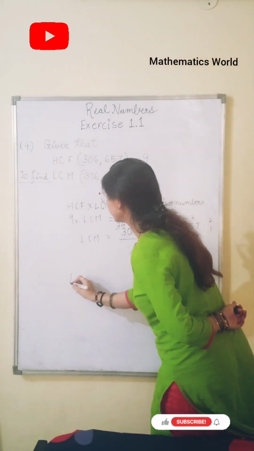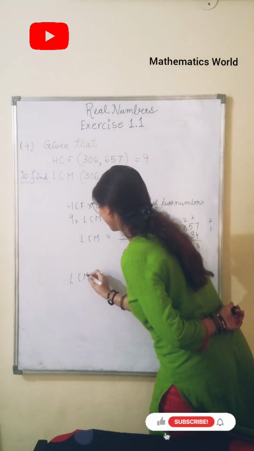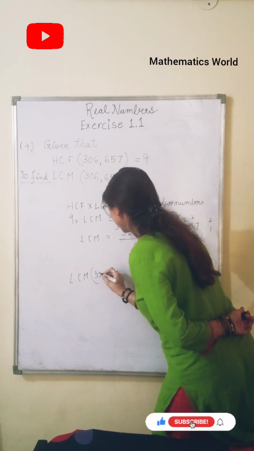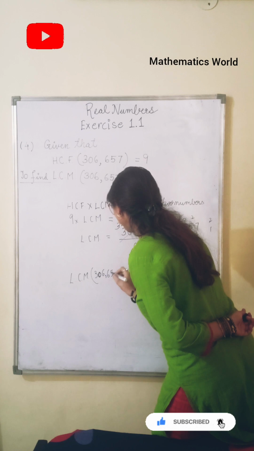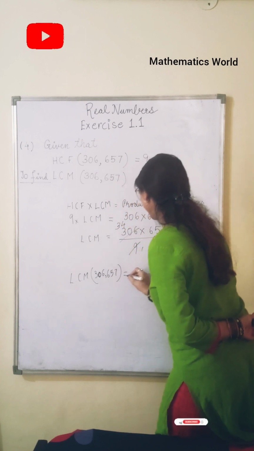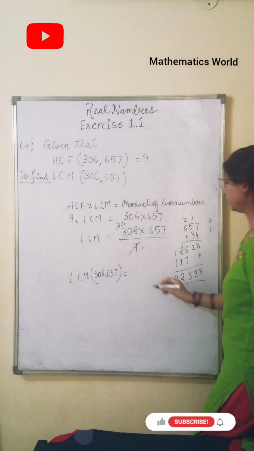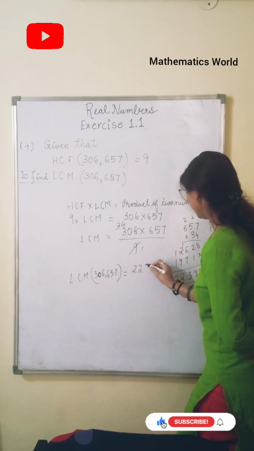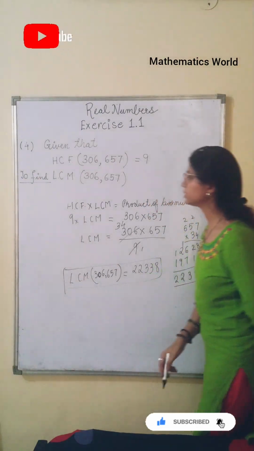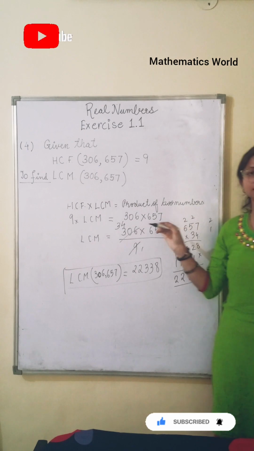So LCM of the two numbers 306 and 657 comes out to be, after this multiplication, 22338. So this is the LCM. So this question is very simple. Simply आपको एक प्रॉपर्टी लगानी है.